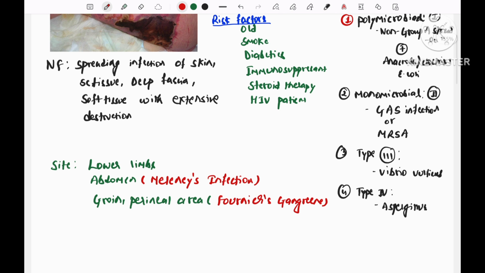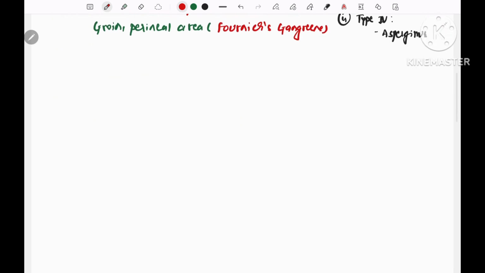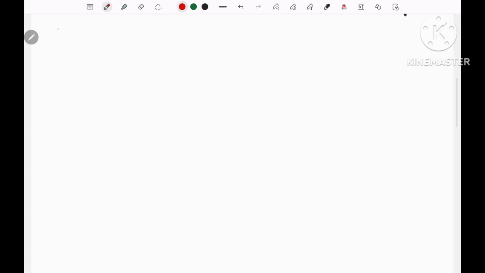According to SRB, it is mentioned that the muscles are usually not involved in necrotizing fasciitis. Okay. Now let's talk about the clinical features of necrotizing fasciitis.